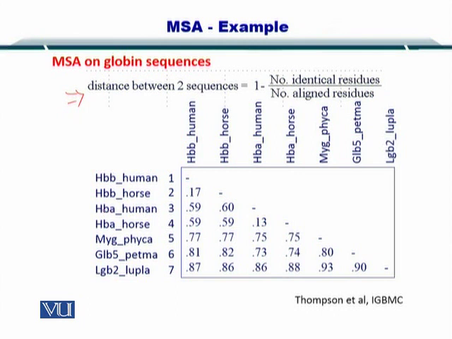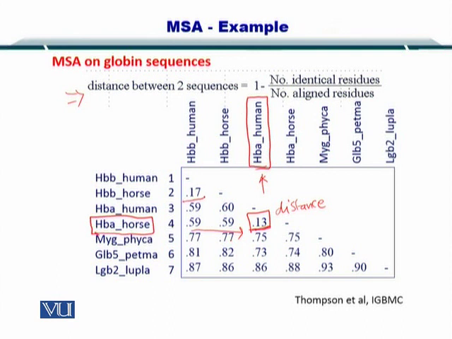So you will notice that HBA horse, that is globin from the horse, is very similar to globin from the humans, or HBA human. So HBA horse has a distance of just 0.13 from the HBA human. So the distance is very small, which essentially means that these two proteins are very similar. Remember that.